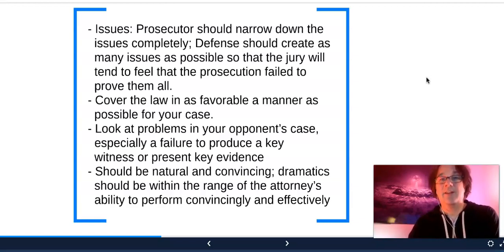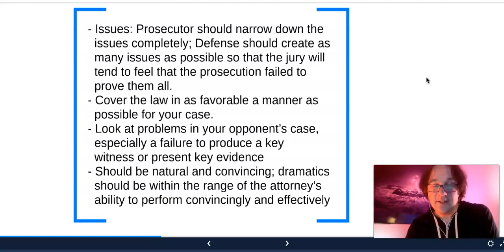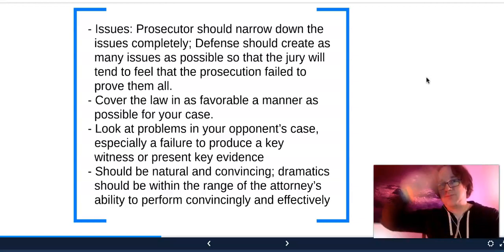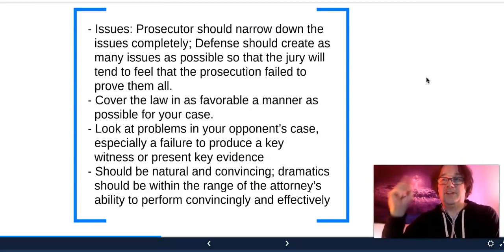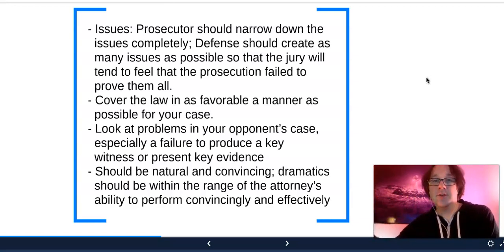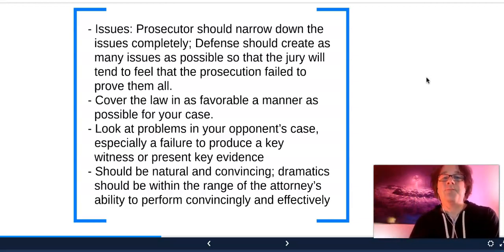We have that. The defense, on the other hand, wants to make as many issues as possible. They don't have this. They don't have that. They don't have this. They don't know where that came from. They don't know what time that happened, right? This is all an attempt to show, look at all the stuff that the prosecution did not prove, right? It's all an attempt to create doubt, reasonable doubt in the jurors' minds.